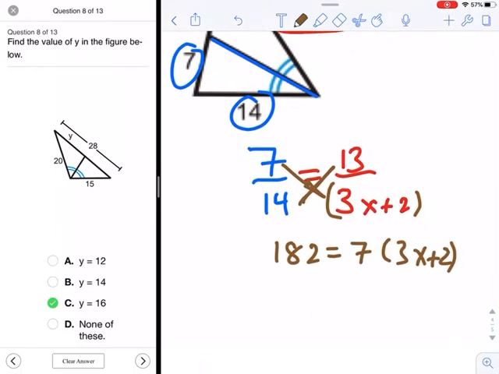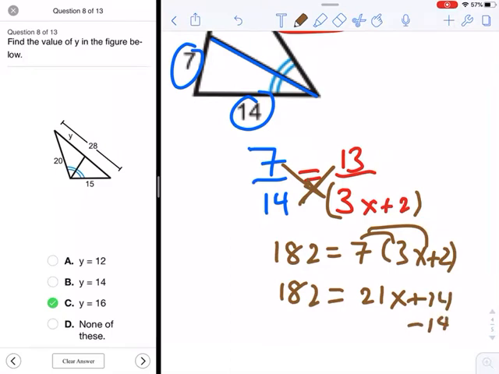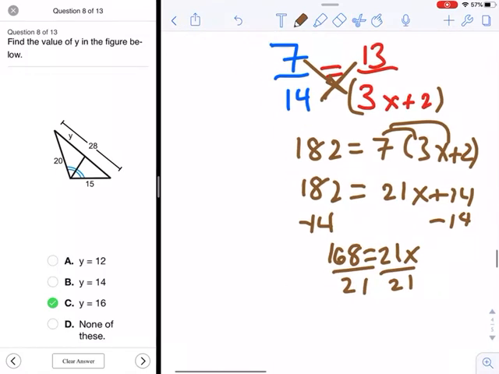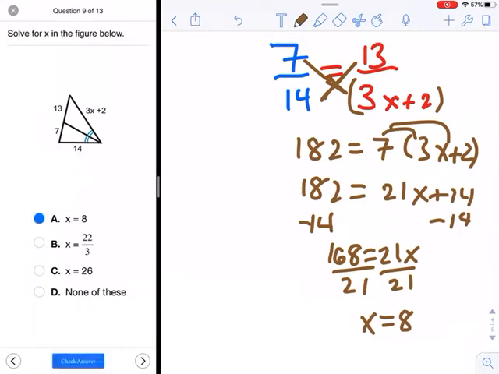All right, so we get that. And again, really once we get here, I know you guys got the skills and ability to do it, but I'll walk you through it nonetheless. And we're going to get 168 equals 21x. Divide both sides by 21. And x equals 8. Boom, boom, nailed it.